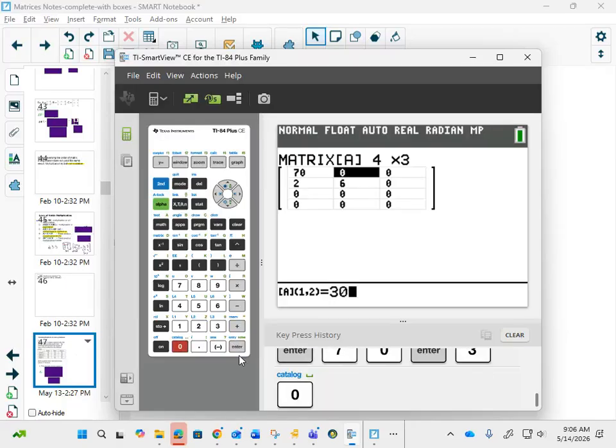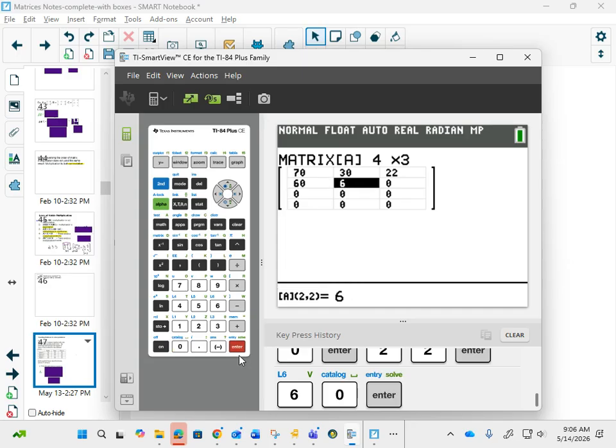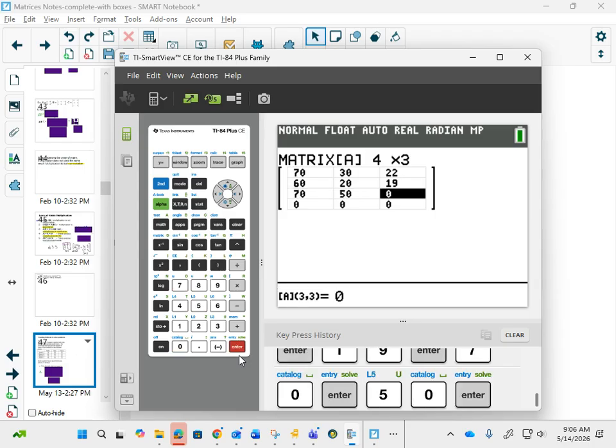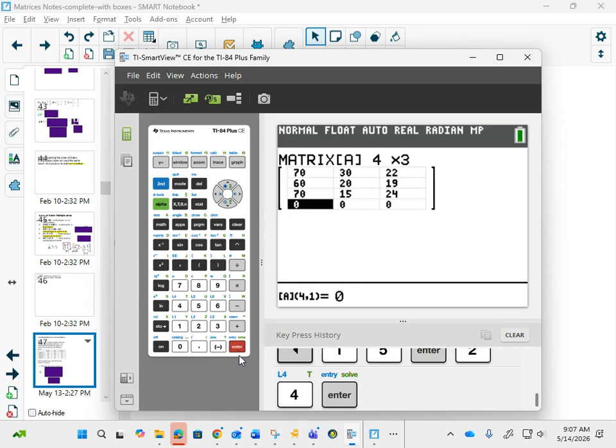So 70, 30, 22, 60, 20. If you push enter in between, it just automatically jumps to the next one. 70, 50, oops, 15, 24. 50, 40, 12. So we've got matrix A now. And I put it in A because in our question we also said to call it A. This is going to help me remember what's happening. There's my matrix A.